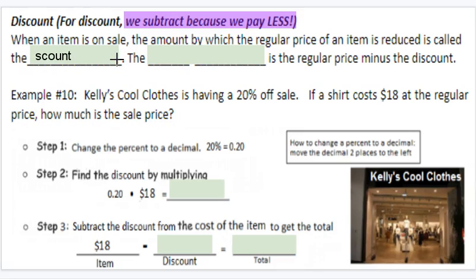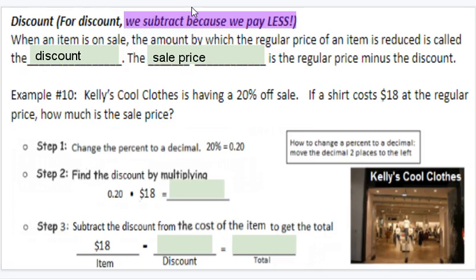Oops. There we go. The discount. So once again, the sale price is the regular price minus the discount. So once again, remember with discount, we subtract.